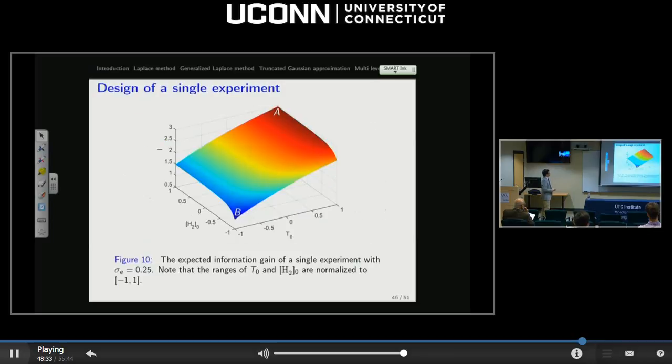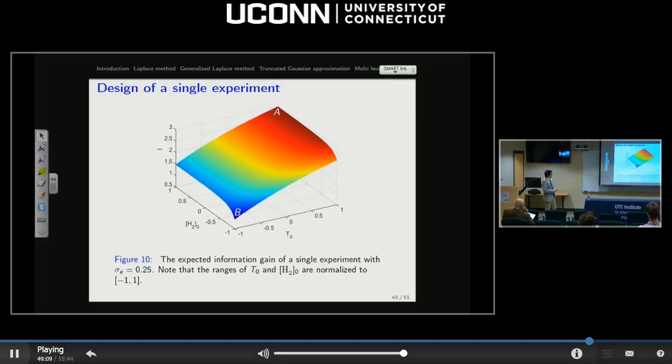And here are more results of the combustion experiment. We choose the temperature and the initial concentration of the hydrogen as two design variables. You can see that you get the maximum information gain when you have the highest temperature and the highest initial hydrogen concentration. You can also see that if you increase the temperature, the information you get constantly increases.